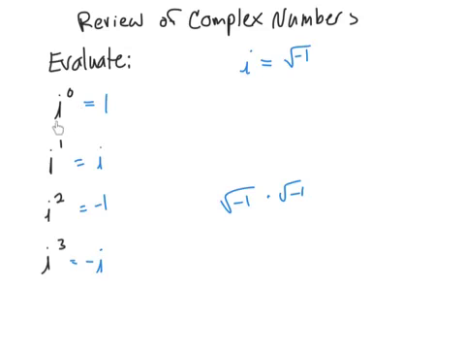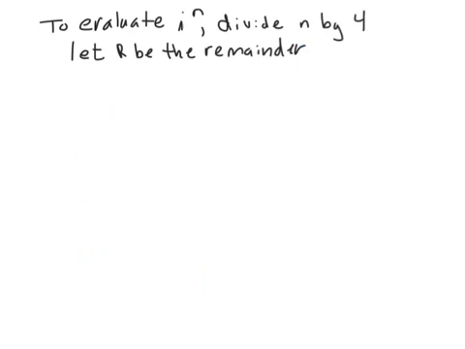So anytime you raise the imaginary number i to an exponent, you're going to get one of 4 answers. So there's an efficient way to do this. Let's say I want to raise i to the 27th power. There's an efficient process to evaluate this, because we only have one of 4 answers that it's going to be. So to evaluate i to any exponent, you're going to divide the exponent by 4. And then look at the remainder. And it's going to follow the same pattern that we just did.